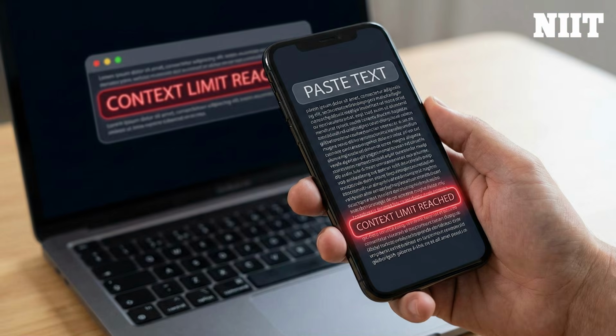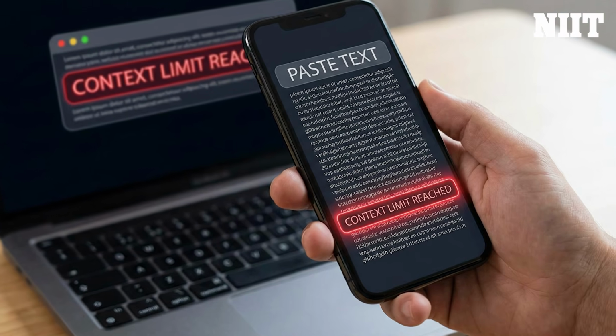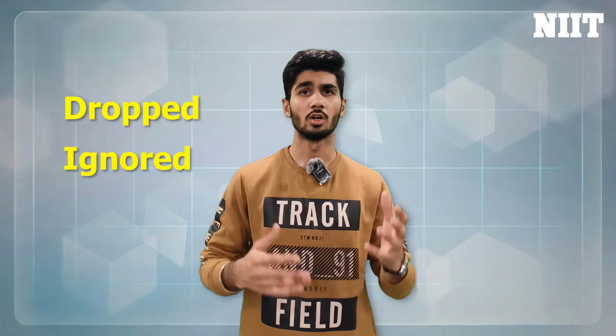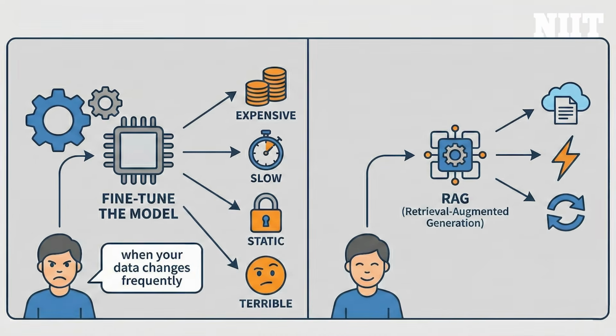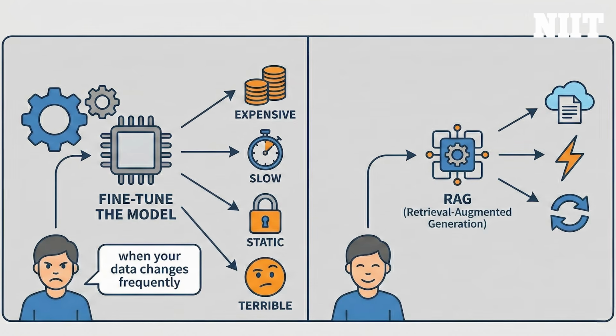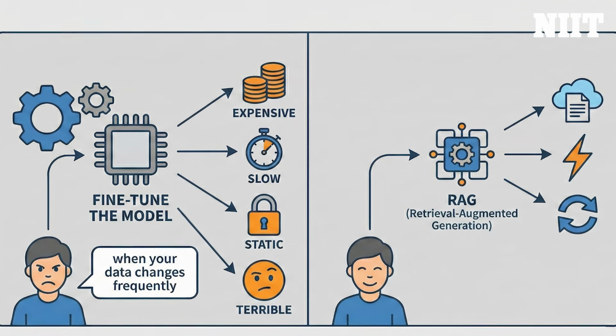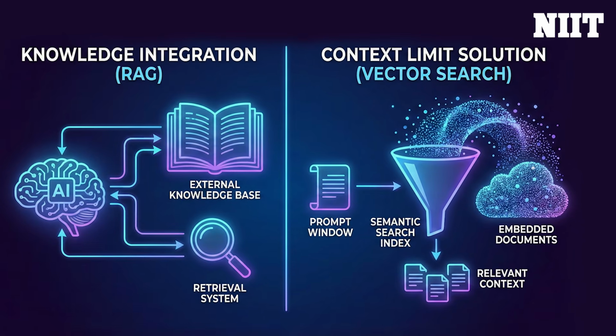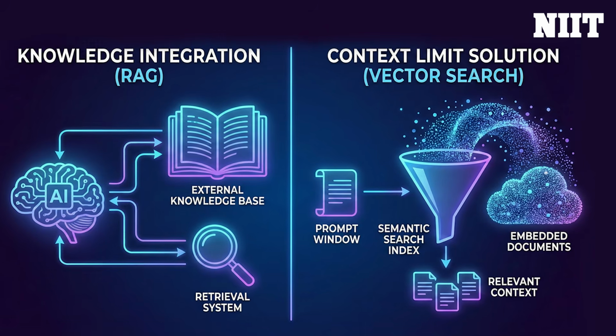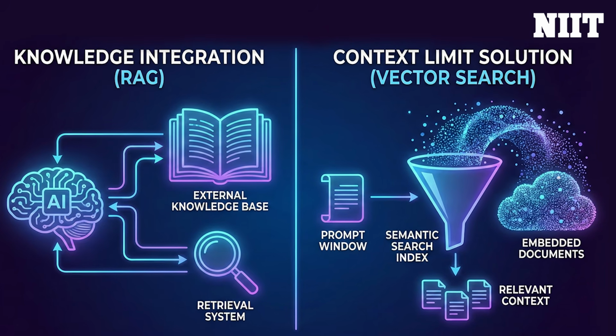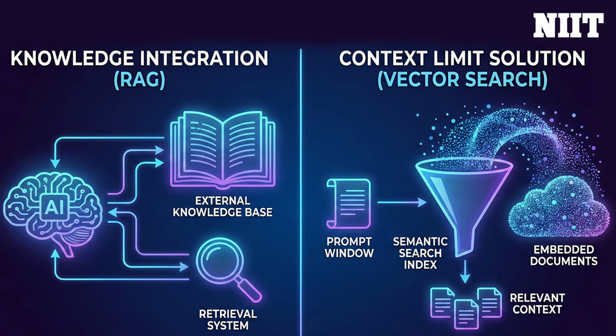Nothing more. If you try pasting text into the prompt, you hit the context limit pretty quickly. Older information gets dropped, ignored, or lost. And yes, you could fine-tune the model, but that's expensive, slow, static, and terrible when your data changes frequently. So, the real question begins: how do we let an AI model use our knowledge without retraining it and without hitting the context limit? This is the exact problem RAG solves.